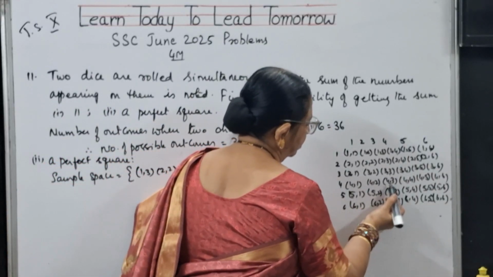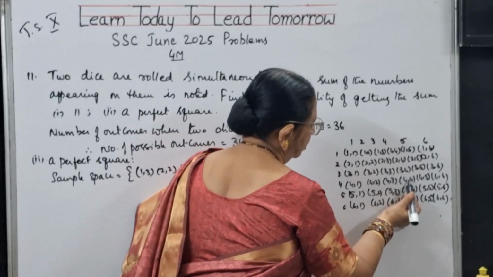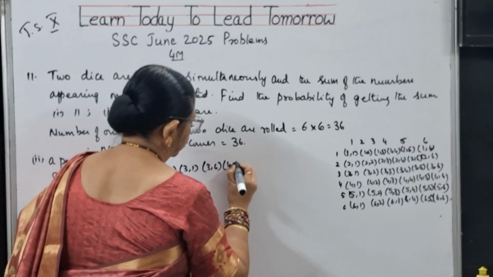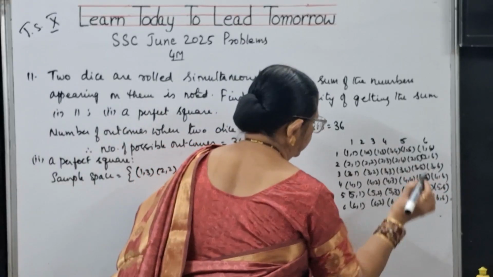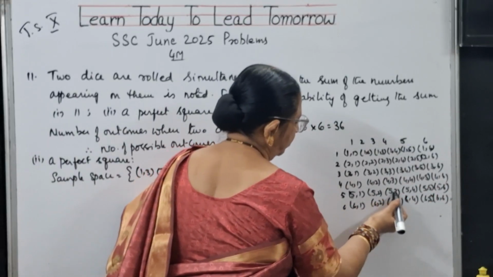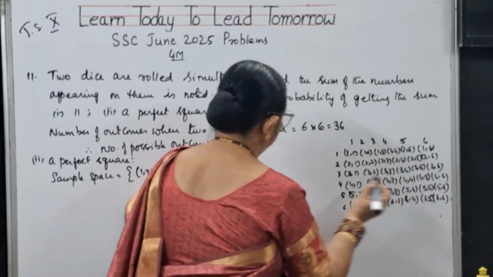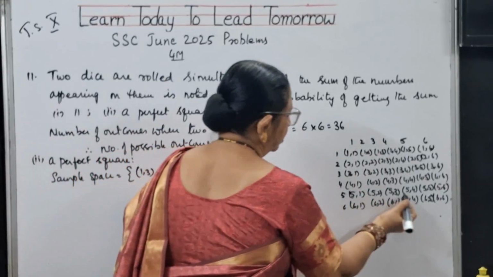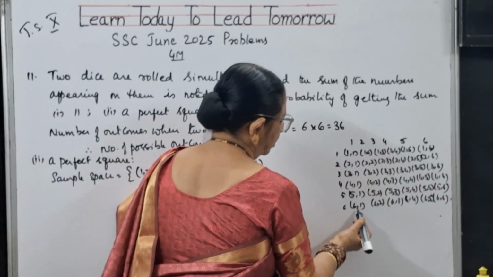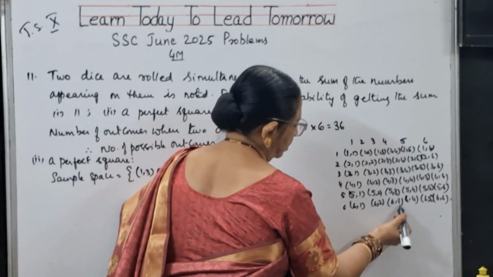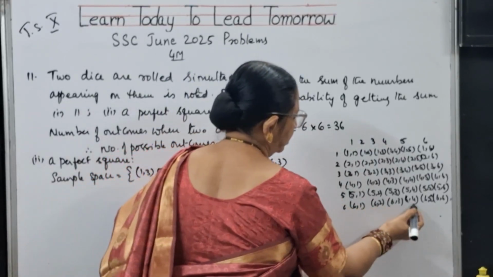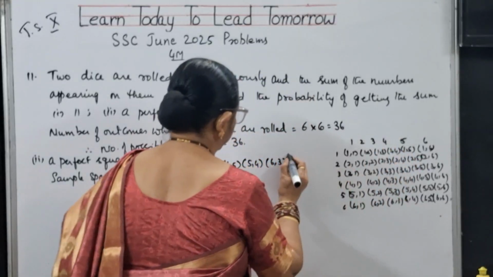Then 5, 6, this is a 7, this is 8, this is a 9. 4 comma 5 is also a perfect square. 10 it can't be. 6, 7, 8, 9. 5 comma 4 is also a perfect square. 9, 10, 11. Okay. This is 7. This is 8. This is 9. 6 comma 3 is a perfect square. Then 10, 11, 12, nothing else.